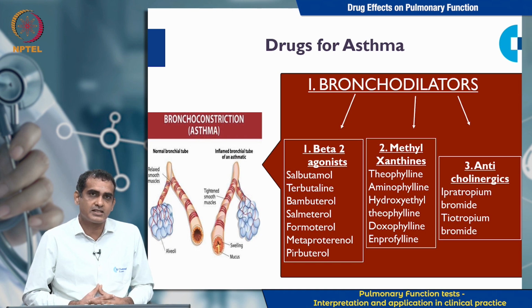We have medications like salmeterol and formoterol. The initial two medications, salbutamol and terbutaline, are short-acting beta agonists. They act only for 4 to 6 hours, whereas salmeterol and formoterol are long-acting medications. They act for more than 12 hours. They are called long-acting beta agonists, LABA.